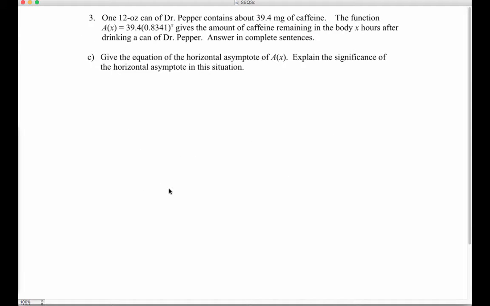So part C, it says, give the equation of the horizontal asymptote and explain the significance of the horizontal asymptote in this situation. Okay, so as we saw in our calculator, which was one of the reasons we wanted to set our viewing screen so we could see the behavior of this function, this is a decaying exponential. It starts up here at around 40, 39.4 to be exact. In other words, we know that this is at 0, 39.4, that ordered pair right there.